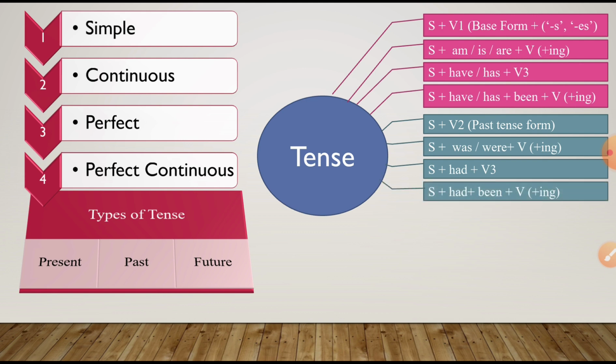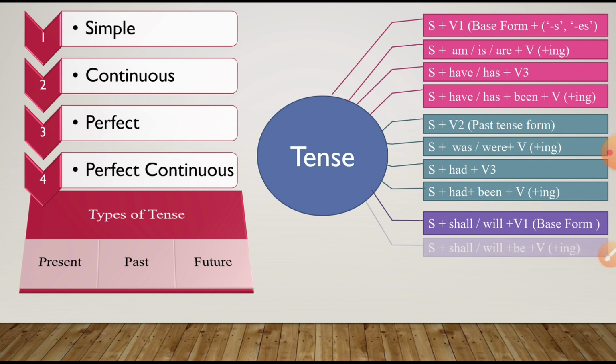Subject plus had plus been plus verb in ing form. This is the structure of past perfect continuous tense. Subject plus shall or will plus verb in base form. This is the structure of simple future tense. Subject plus shall or will plus be plus V plus ing. This is the structure of future continuous tense.